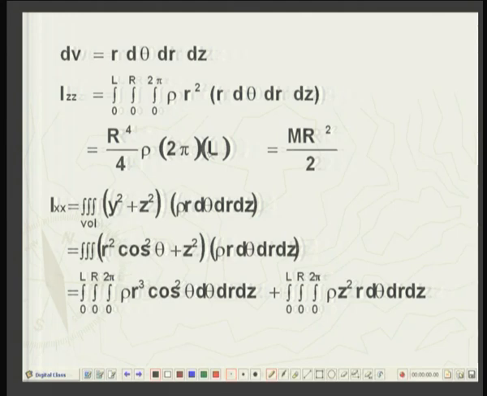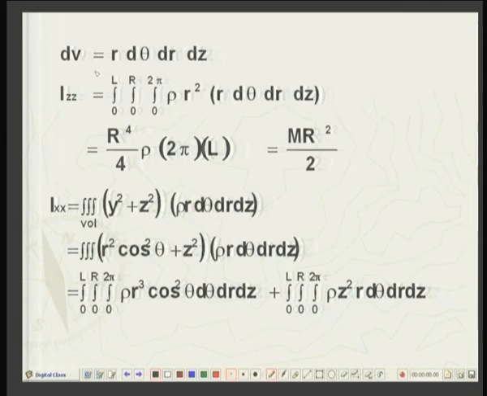So, you must have learnt it in coordinate geometry or advanced calculus. So, Izz from the axis is the radial distance r square times rho into the volume element, that is r d theta dr dz, and the integration is from 0 to 2 pi along theta, 0 to capital R along the radial direction, and 0 to L along the axial direction.